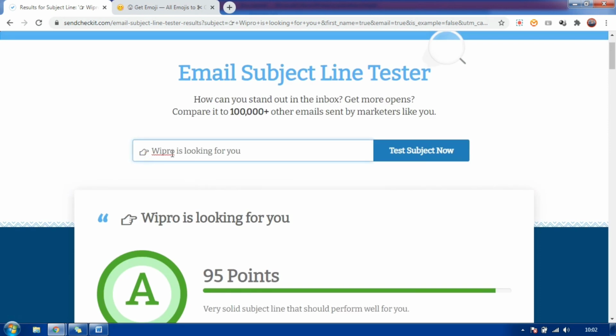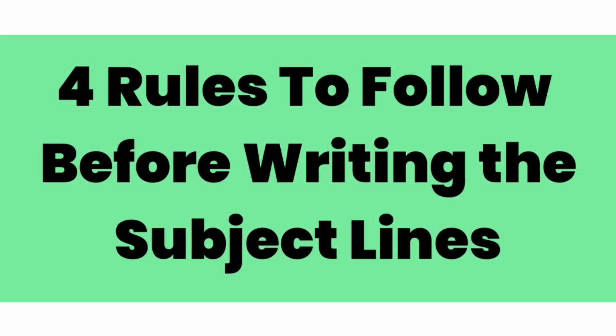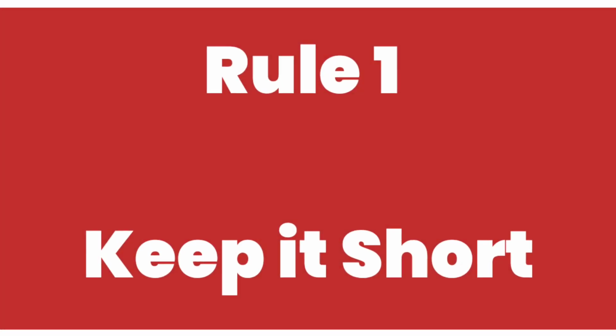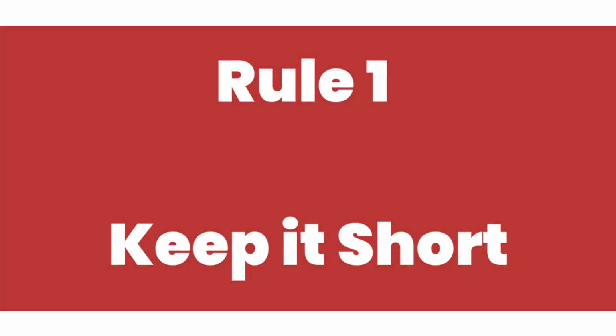And you need to use appropriate sentences and appropriate lines in the subject line, and it should be very short. So before wrapping up this video, I want to give you 4 important rules before writing an email. Rule 1, keep it short, not more than 60 characters, because 50% of the emails are read on mobile phones. If you want the entire subject line to be viewable, keep it short.